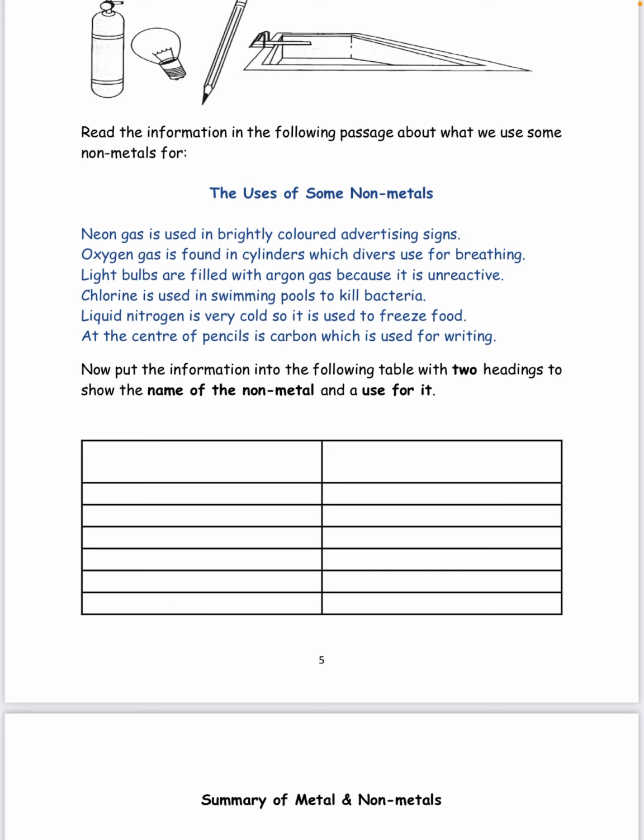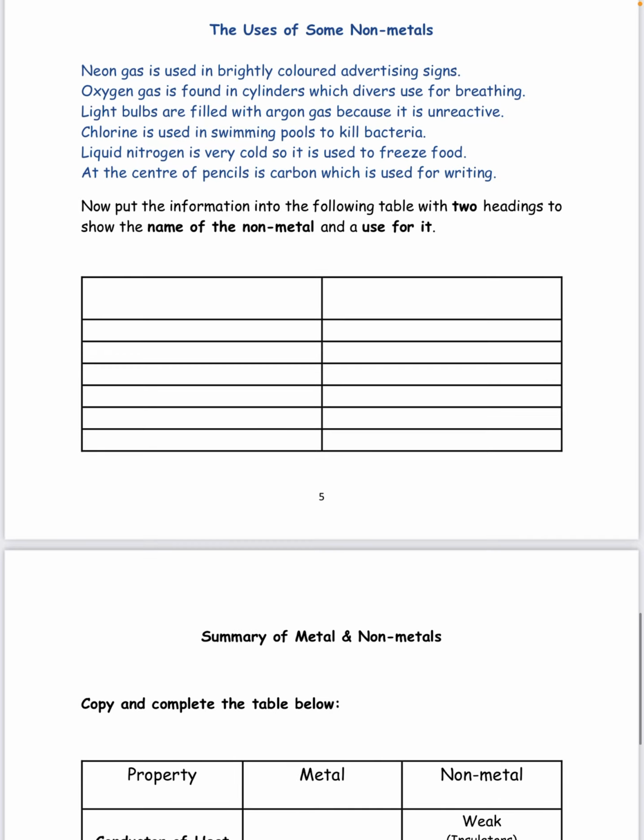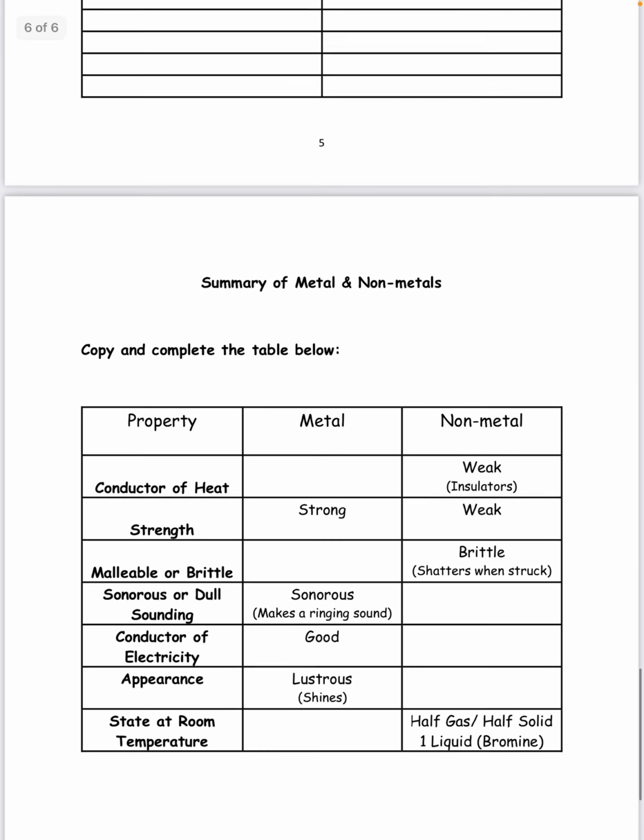So this is working on your ability to summarise and extract information. So we don't want every bit filled out, like every word filled out. We just want it to be very clear. So for example, if my left column was non-metal, underneath I would have neon. And then in the right column I would have use, and next to neon I'd have advertising signs. Okay, so try and make it brief but make it good science so we can see what's happening.